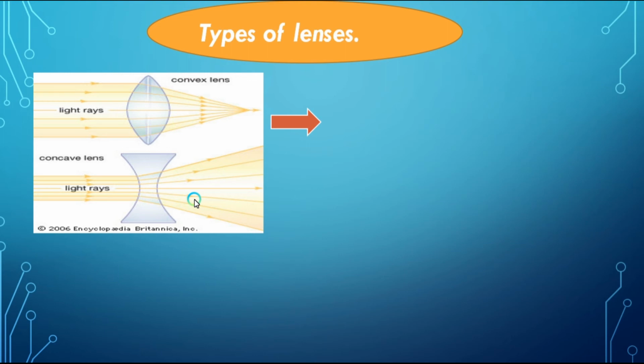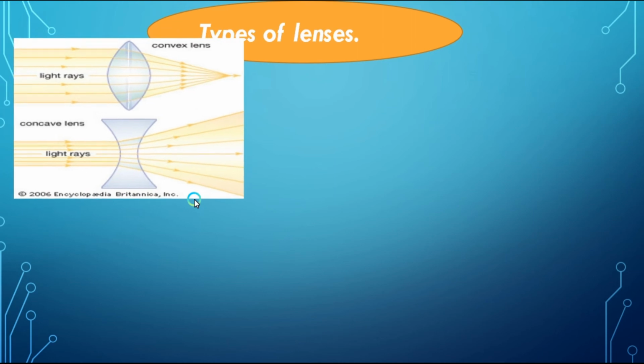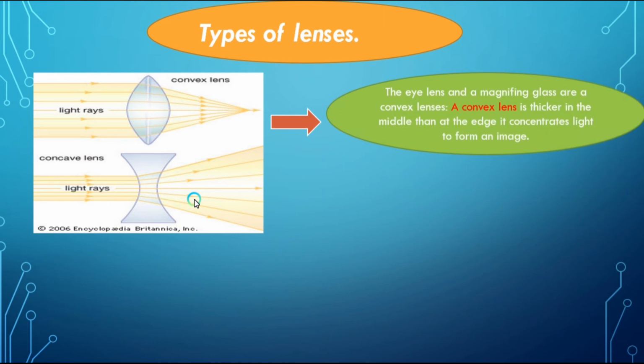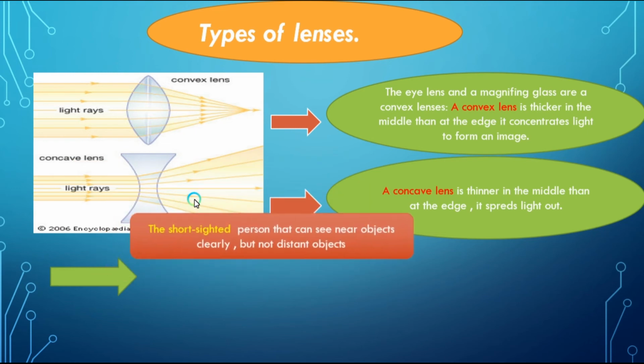Now I will repeat again. How many kinds of lenses do we have? Yes, excellent. We have two kinds of lenses. The first one is the convex lens, thicker in the middle, and the second one is the concave lens. Our eyes, which kind of lens are they formed by, convex or concave? It is convex. Yes, perfect.